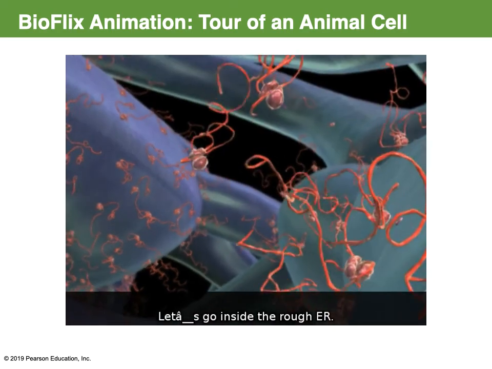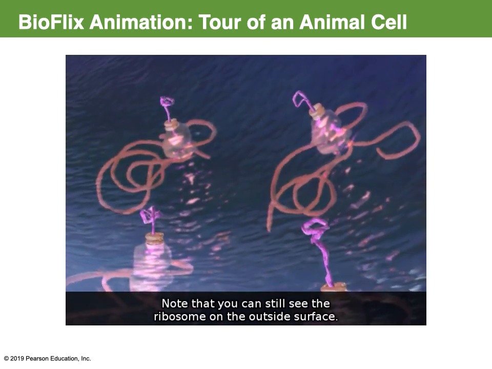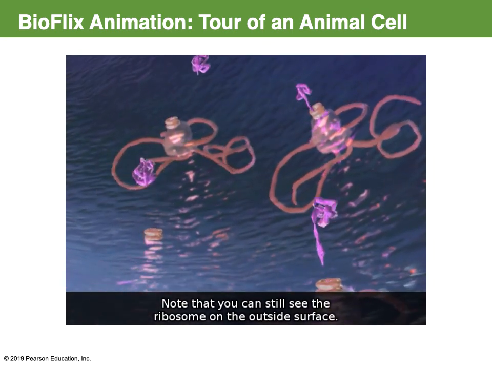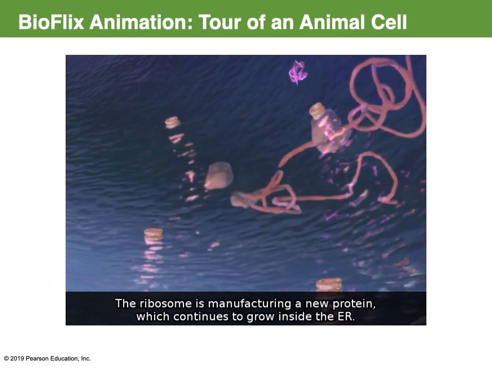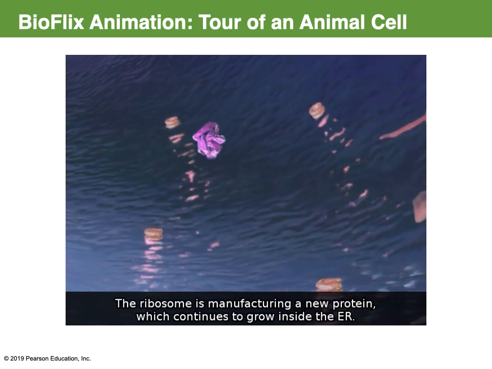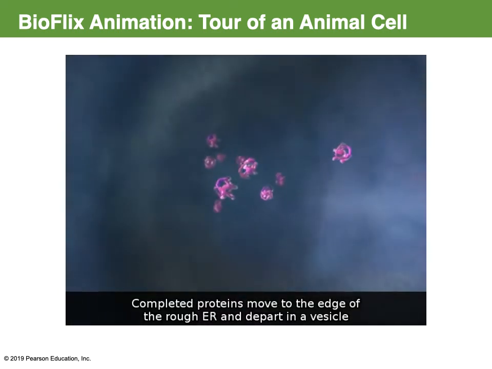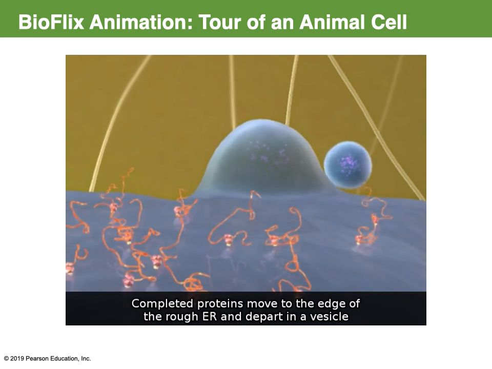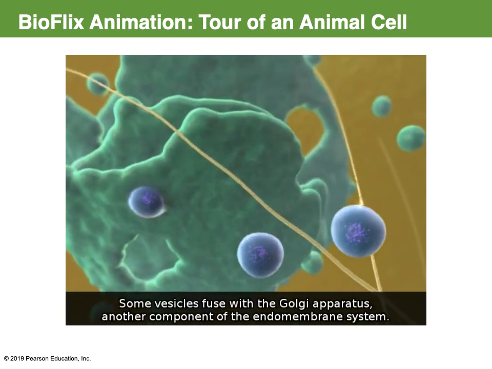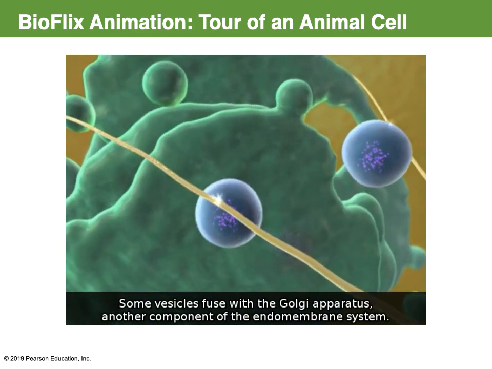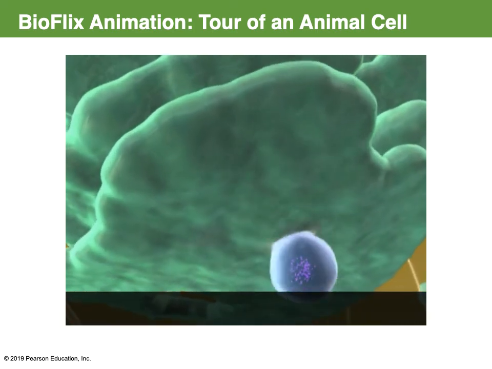Let's go inside the rough ER. Note that you can still see the ribosome on the outside surface. The ribosome is manufacturing a new protein, which continues to grow inside the ER. Completed proteins move to the edge of the rough ER and depart in a vesicle that buds off from the ER membrane. Some vesicles fuse with the Golgi apparatus, another component of the endomembrane system.